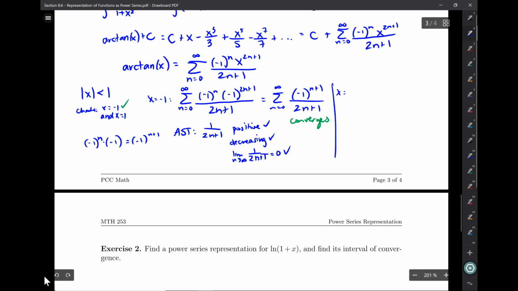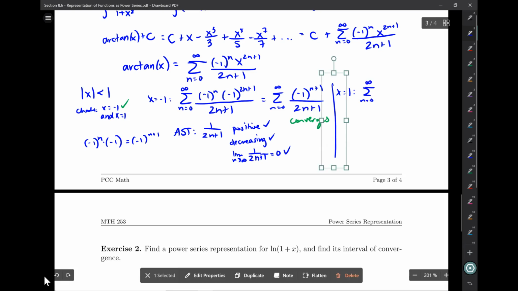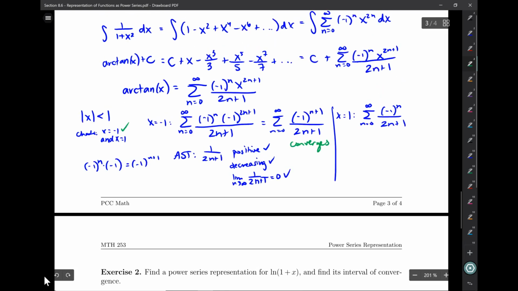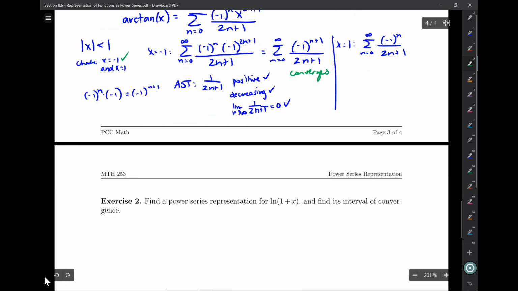Let's take a look at x equals +1. That would give me the series. Let's see, this would end up being 1 to the 2n plus 1, which is just going to be 1. And I'll end up having -1 to the n over 2n plus 1. Notice this is the same. This is still an alternating series. It just now starts at a positive number instead of starting at a negative number. But that doesn't affect the convergence. This still converges by the alternating series test. And so we can also include the other endpoint.